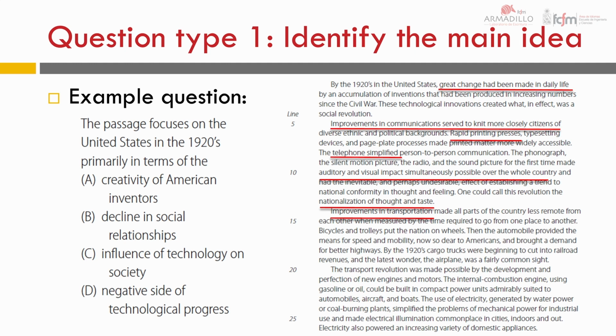You see in the first line of this paragraph it says improvements in transportation, and then the last one says examples like the plane, and it was fairly common, etc. Then you have some other ideas in other paragraphs. But immediately you see a trend, a tendency for the main idea, which tells you that the correct answer is letter C, influence of technology on society.